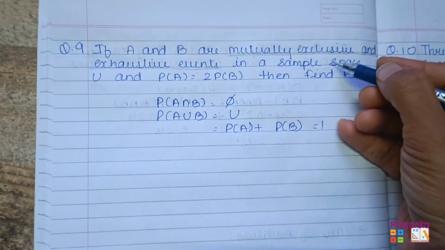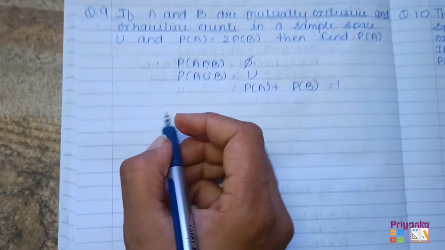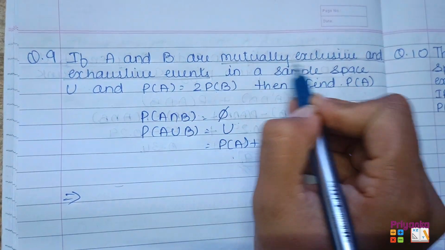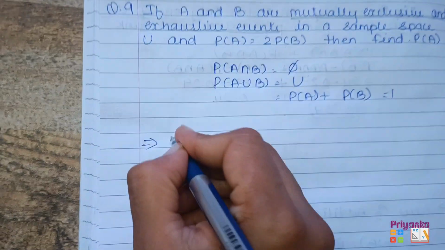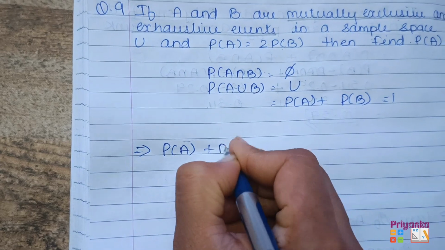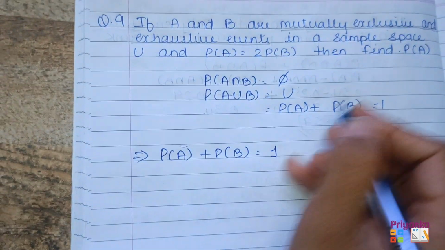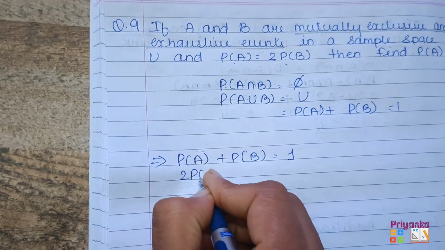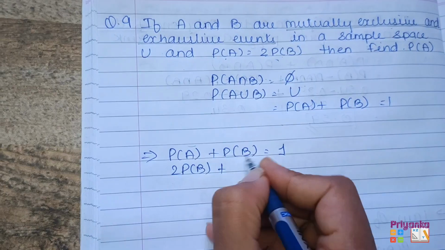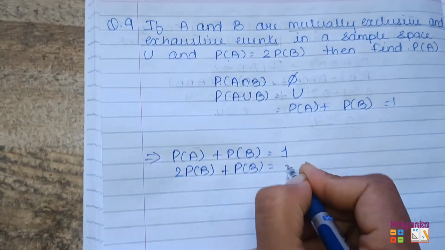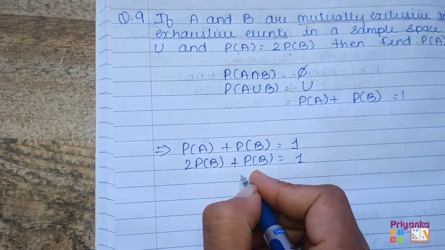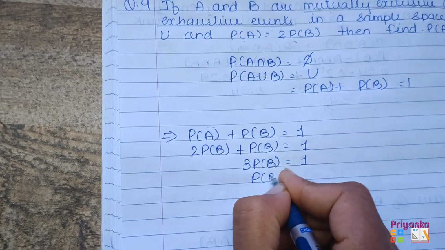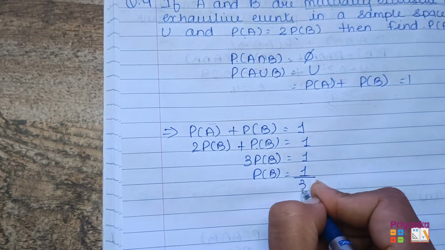So by keeping this equation for finding P of A, that is when you have to apply it, when the question gives mutually exclusive and exhaustive events: P of A plus P of B equals 1. Now P of A here is given as 2 P of B. So let's substitute 2 P of B, and the rest is copied the same, equals 1. So 2 plus 1 becomes 3 P of B equals 1. So here P of B will be 1 upon 3.